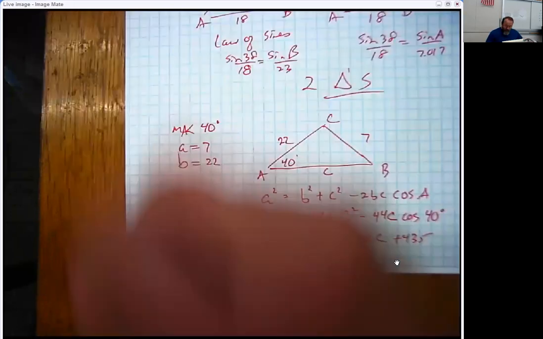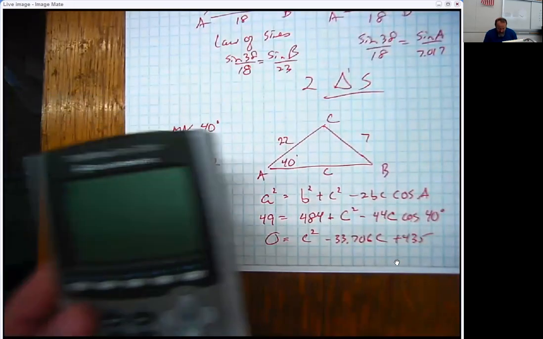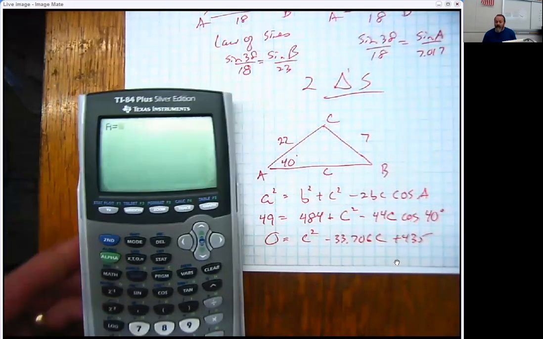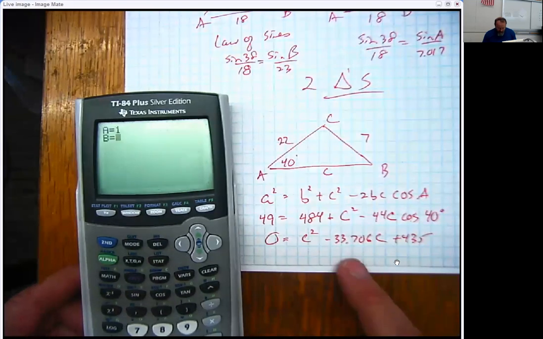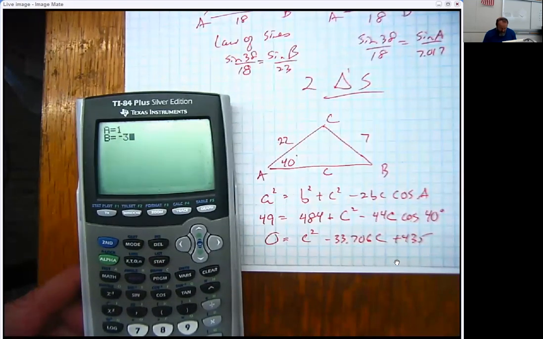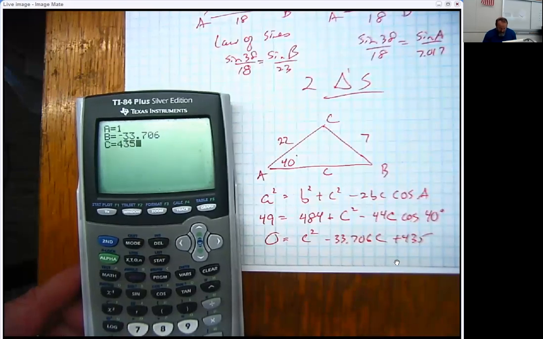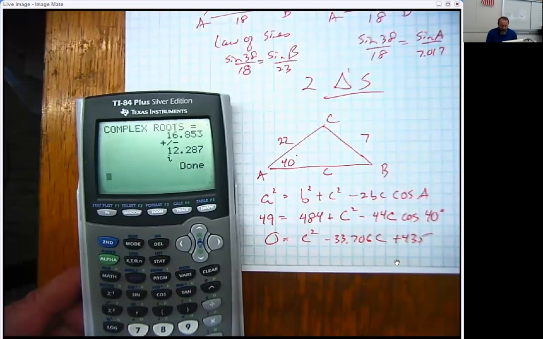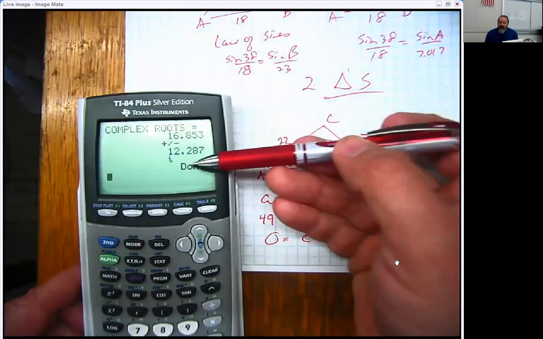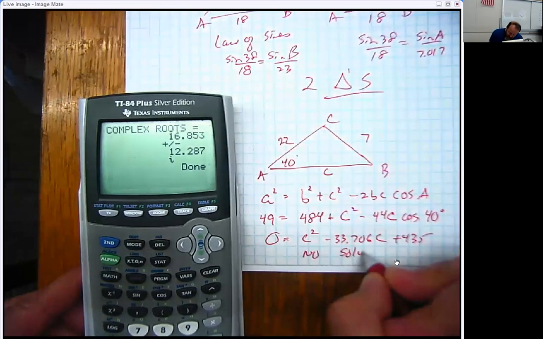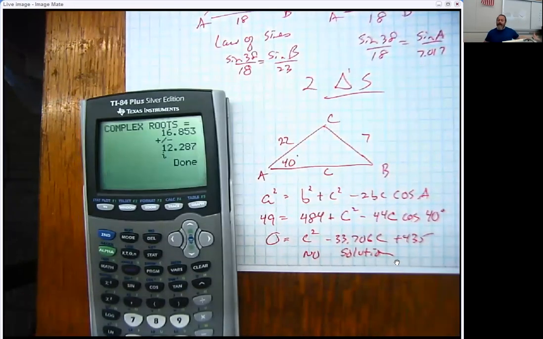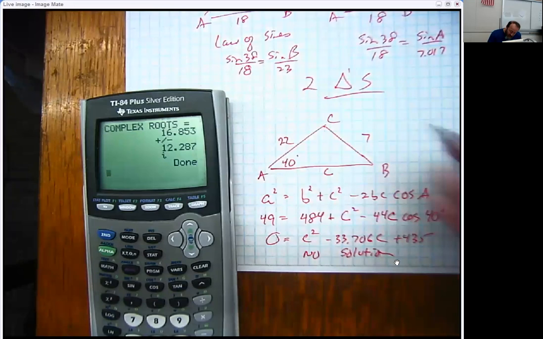Now, if I grab my handy dandy calculator here and I ask, hey calculator, can you run this one more time? And let's make the leading coefficient there 1. Let's make the second coefficient 33.706. And let's make the last one 435. Oh my gosh, it's telling me we have complex roots. This thing never happens. That means there is no solution for C, and if C cannot be found, then that means that there was no triangle.